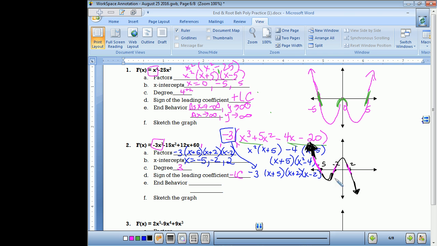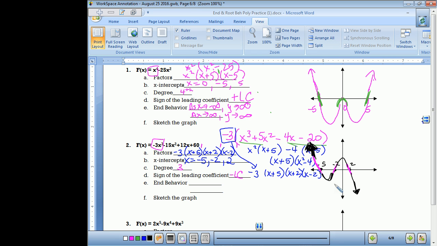Why did the negative 3 not do anything? Okay, the negative did do something. The negative made the end behavior go from like this for an odd function to this. Now, the 3 just causes a vertical stretch.